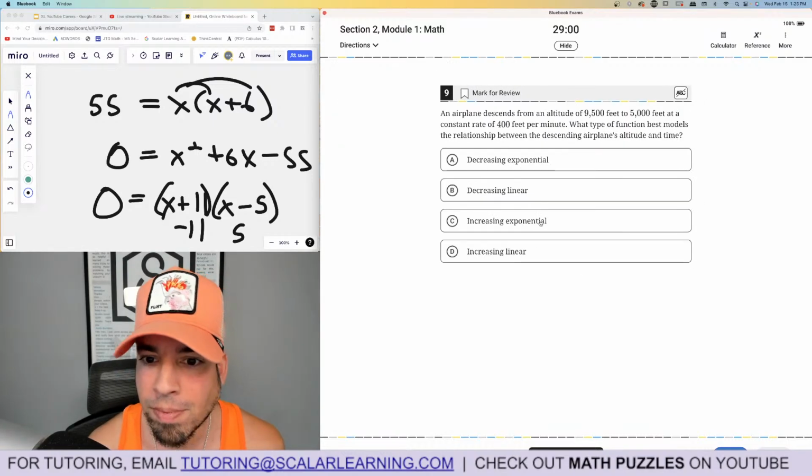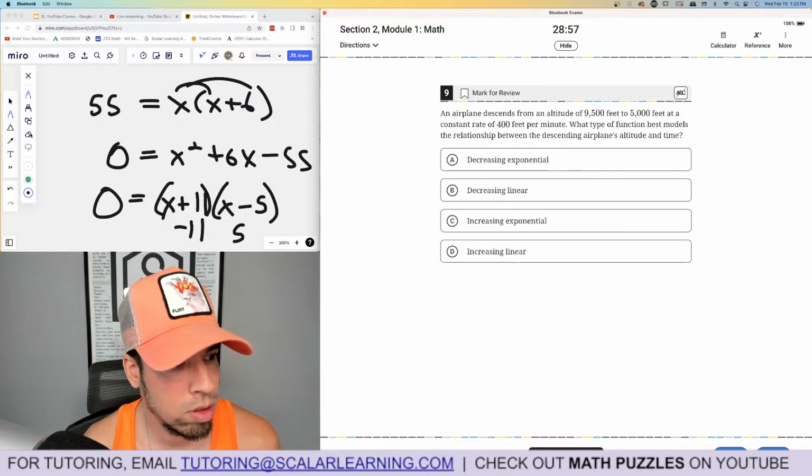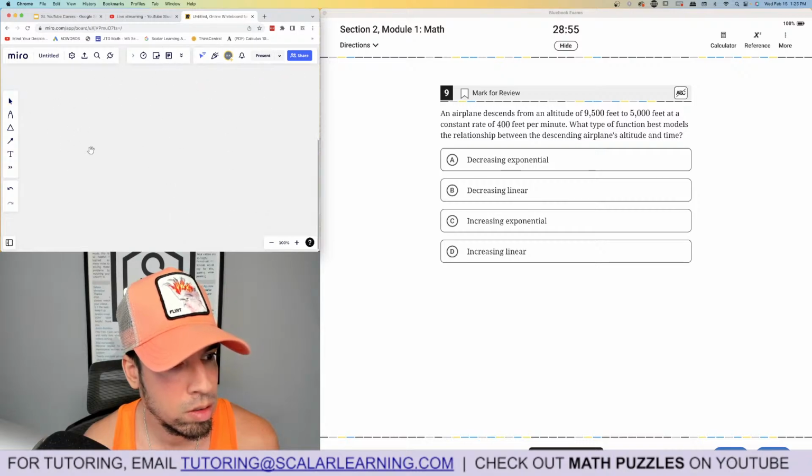Boom, done. An airplane descends from altitude. All right, let me just move this. I don't need to erase it.